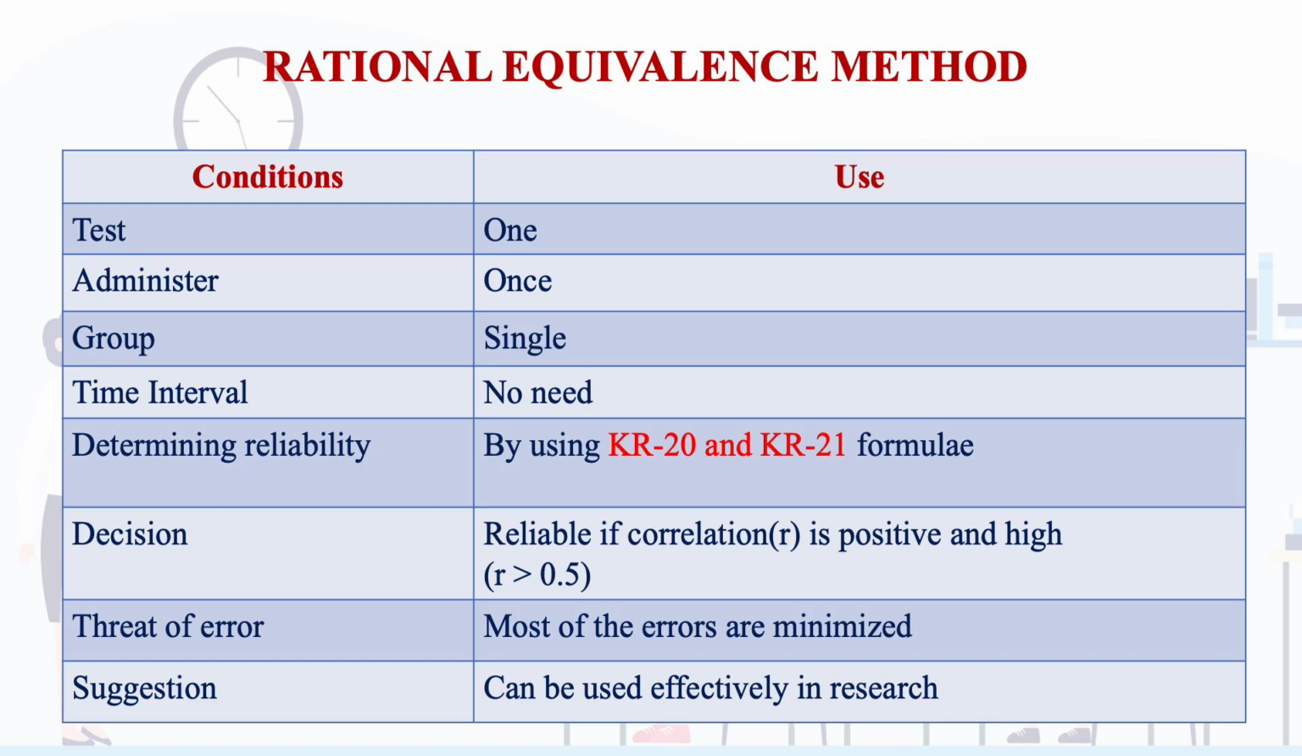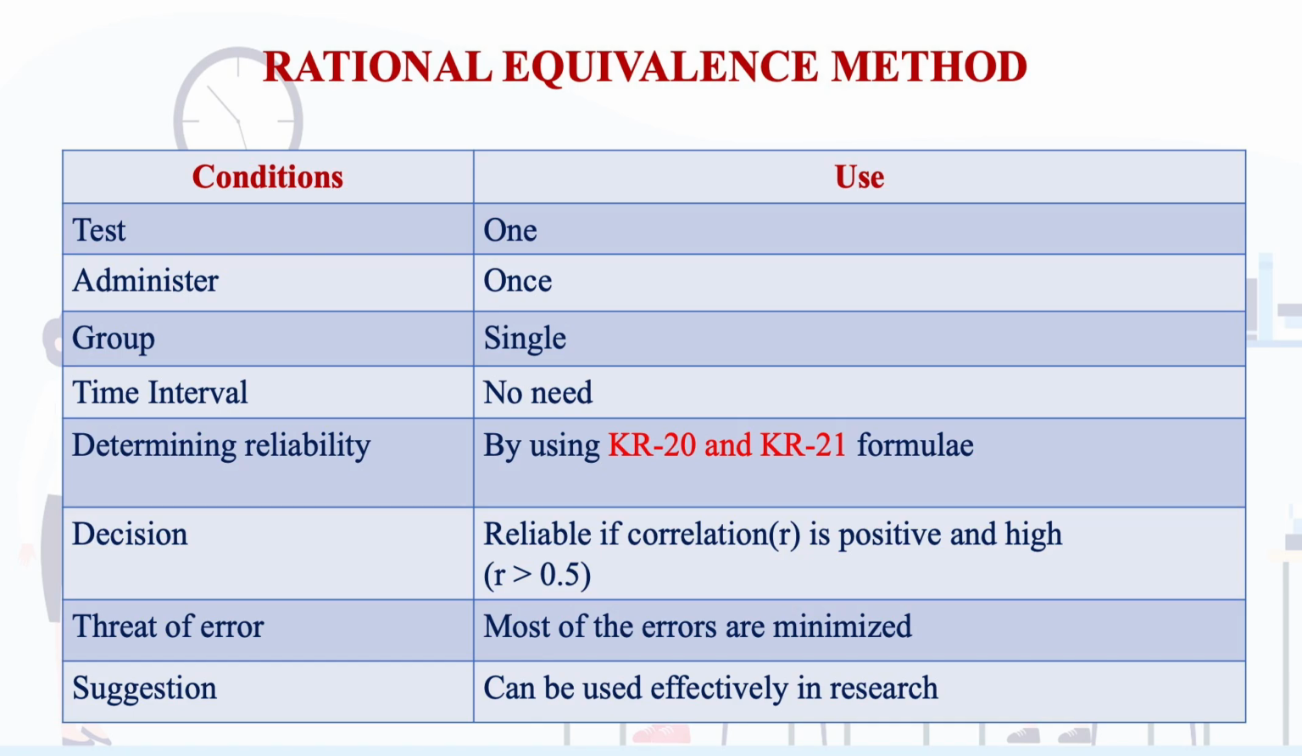And further, another internal consistency method is called the rational equivalence method. So friends, in this method you rationally find the reliability coefficient, and this is also called a statistical method, because here you have to follow rigorous statistical analysis. You have to use a rigorous statistical formula to find out the reliability.